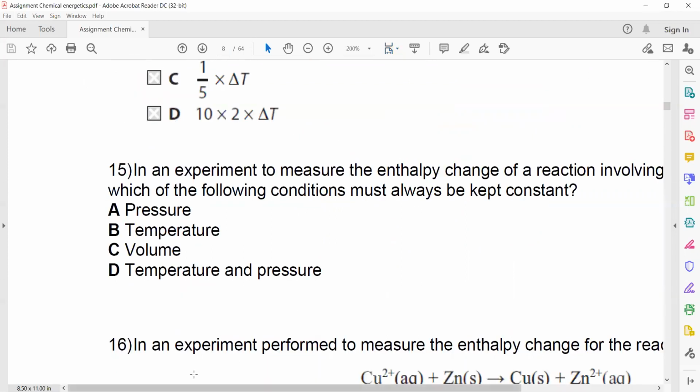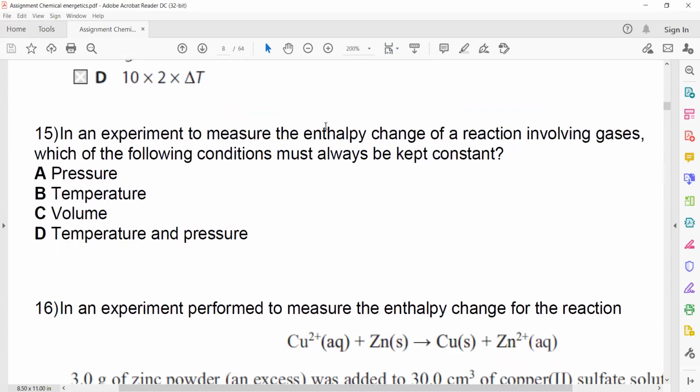Then question 15: in an experiment to measure the enthalpy change of a reaction involving gases, which of the following conditions must be kept constant? So if we are measuring the enthalpy change, we should keep the pressure. Look, if we are calculating enthalpy change, we cannot keep the temperature constant.